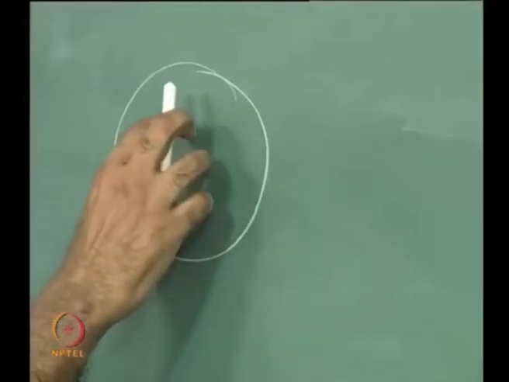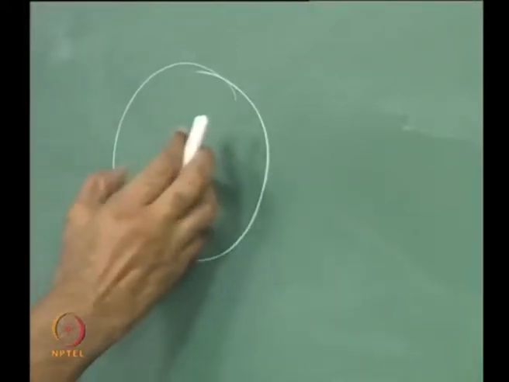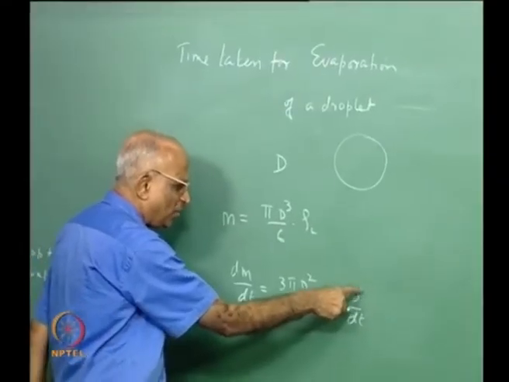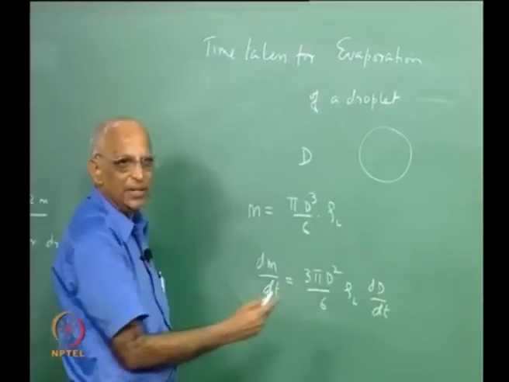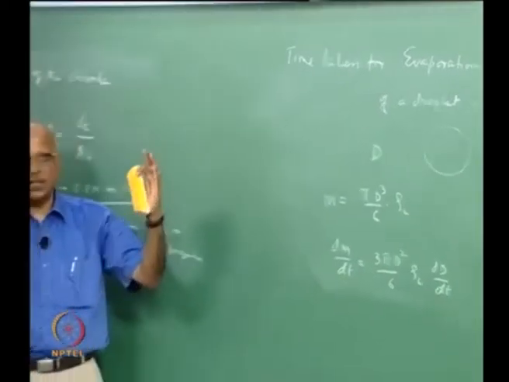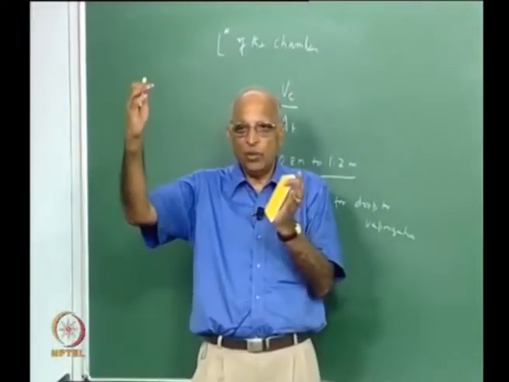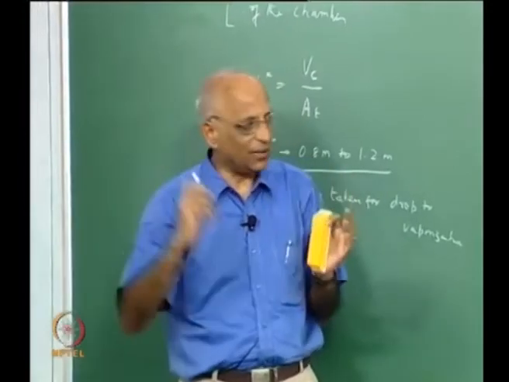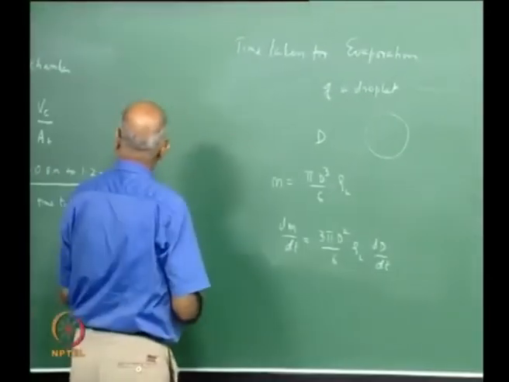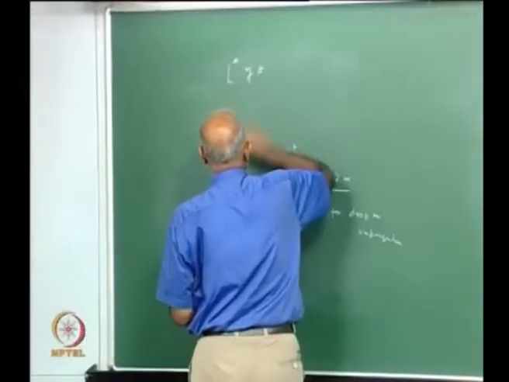And what is the surface area of a sphere of diameter d? It is pi d square. Therefore, I rather look at pi d square, that is d square by dt, rather than dd by dt. For anything to evaporate, since it is happening at the surface, I am more interested in the variation of d square rather than d. Therefore, let us convert to this d square parameter.